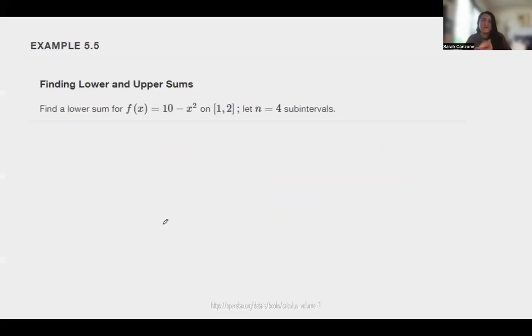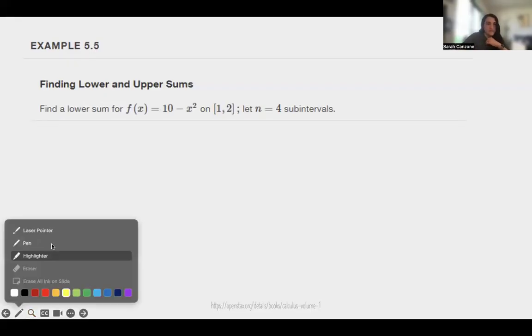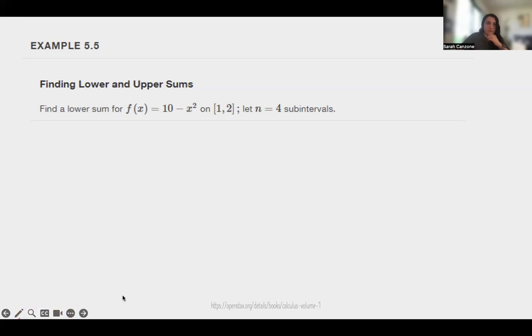All right, this will be the last slide for today. This is going to be the application of exactly what we've been doing. So this is find a lower sum. I'm going to add to this. I don't just want a lower sum, I want both. So find a lower and upper sum for f of x equals 10 minus x squared on [1, 2] with n equals 4 subintervals.